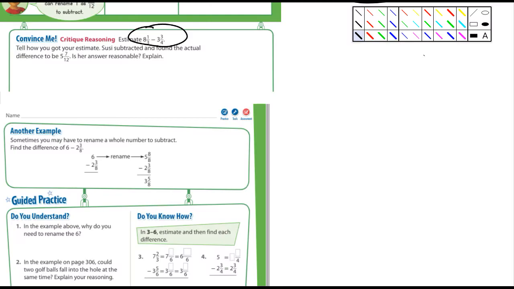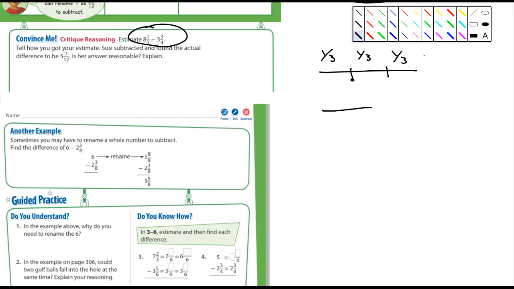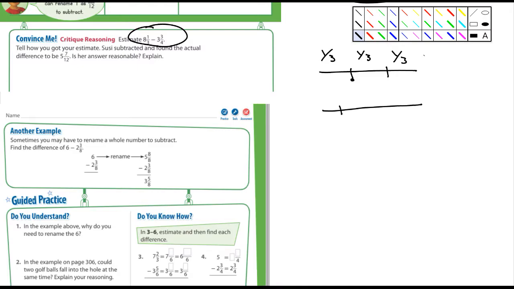Probably spending more time on this convince me than I should, but I wanted to give you guys a visual example. Each one of these sections would be a quarter. So all that to say, 1/3, it's kind of close to 1/4. And so since we're estimating, that's what I would do. So you could look at it as 8 1/4 subtracting 3 3/4. That'd be one way to estimate.